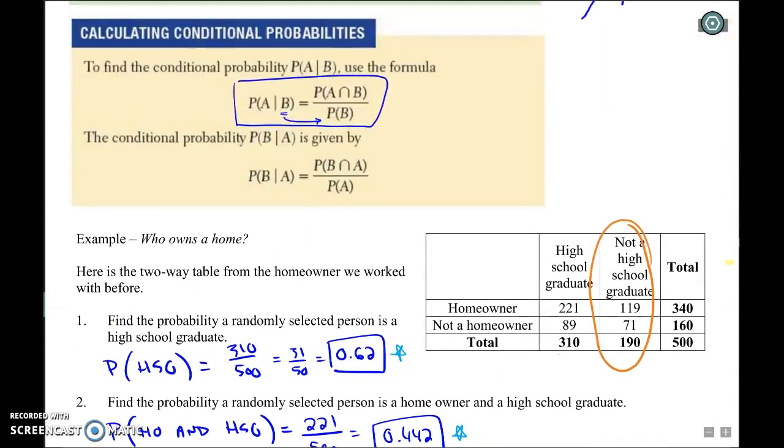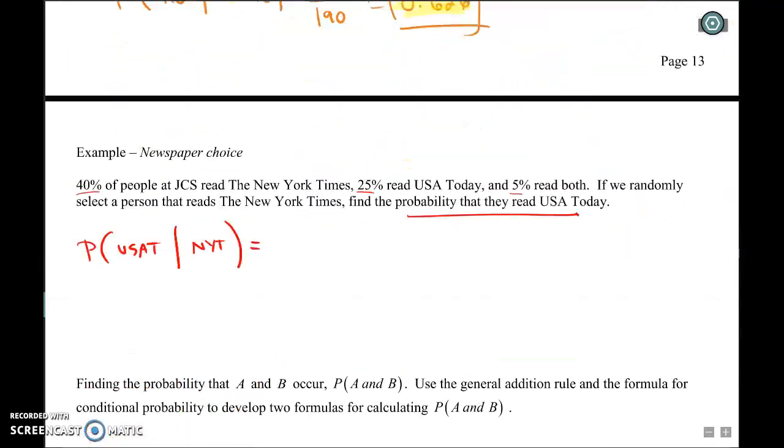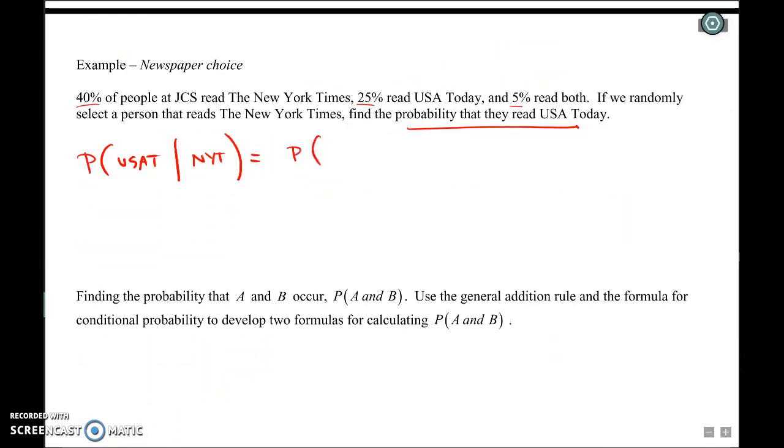Formula is, you do the AND of both events on top, and then you do the probability of the given on the bottom. So this is the probability that you are a USA Today reader and a New York Times reader, divided by the probability you are a New York Times reader. So what's the percentage of people that read both? Well, that's 5% that read both. What percent read the New York Times? Well, that's 40%.